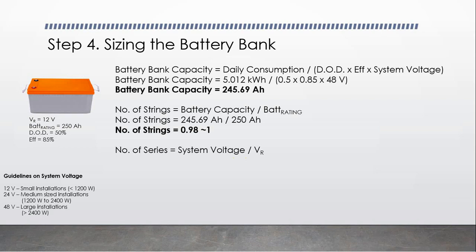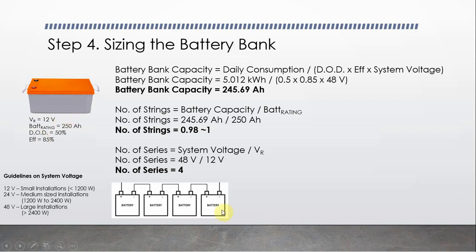To compute for the number of series, we need to divide the system voltage by the voltage rating of our battery. So that's 48 volts divided by 12 volts, and we have 4. So that means we need 4 of these batteries connected in series. So that's it: 1 string and 4 batteries connected in series.